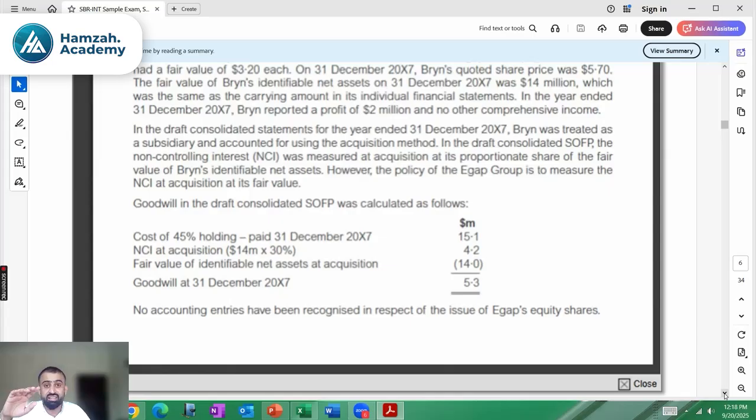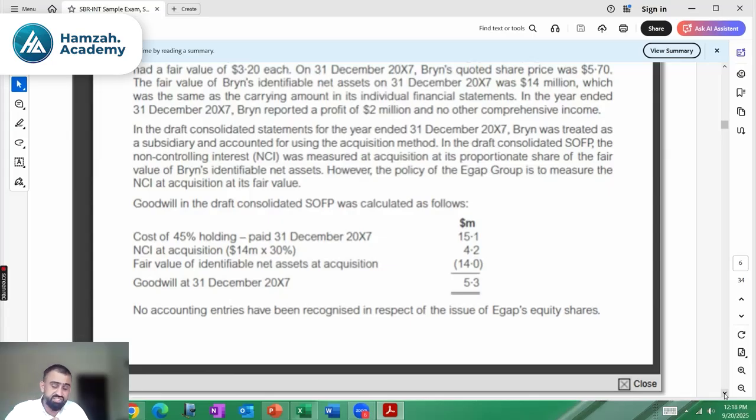They ignore the share exchange. 1 million shares they have issued. That should also be recorded at the fair value of the consideration at the date of acquisition, which is $3.2 per share. So 1 million shares into 3.2 million US dollars, share exchange consideration, share consideration in a business combination. They have ignored that, the share consideration.